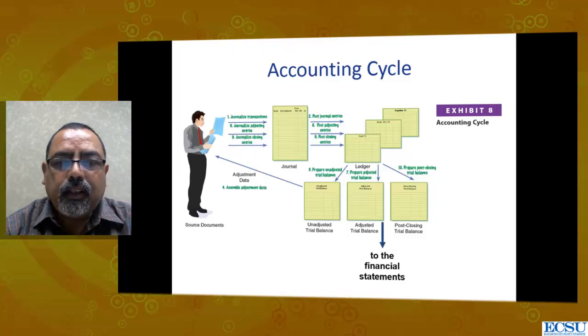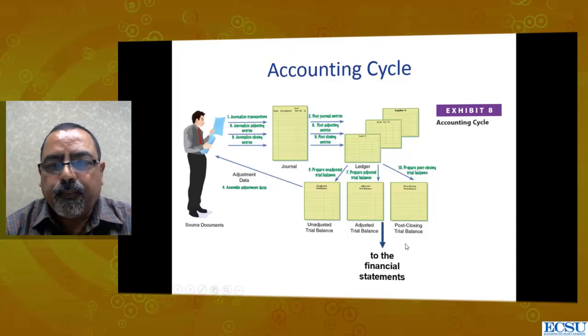Once we have done the adjusted trial balance, we will go back and do the closing entries. And then we'll post the closing entries. And finally, what we do is we take either from the adjusted trial balance or from the worksheet, we'll be preparing the financial statements as step number 8.